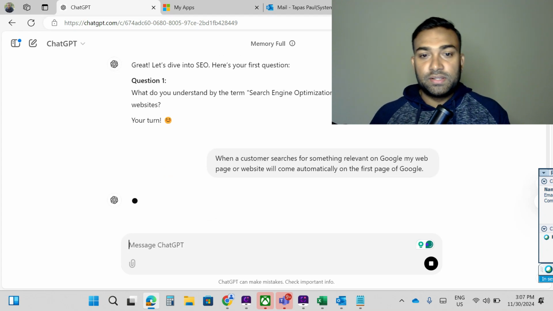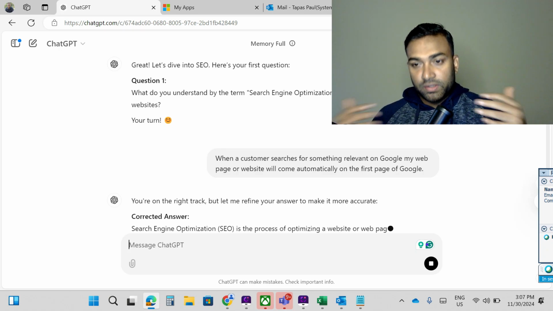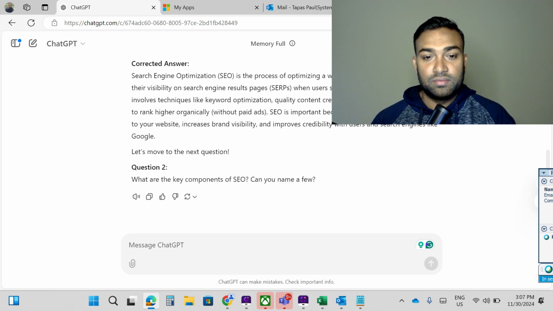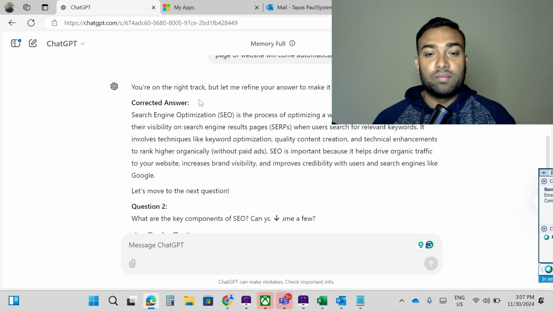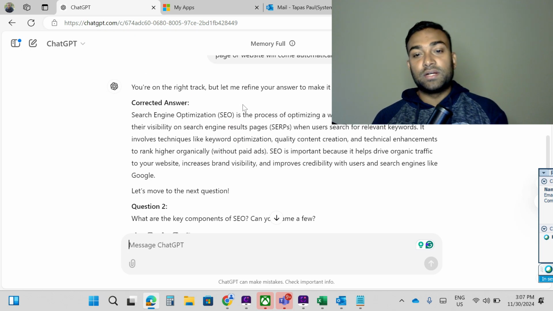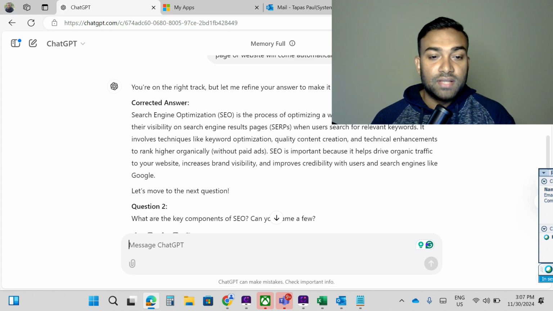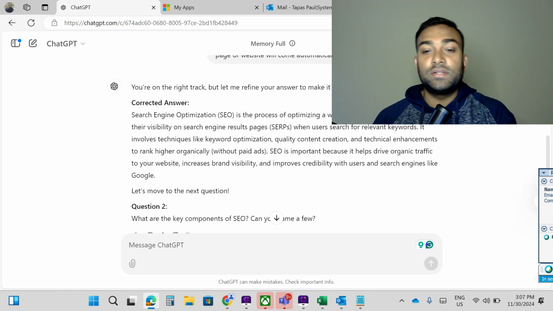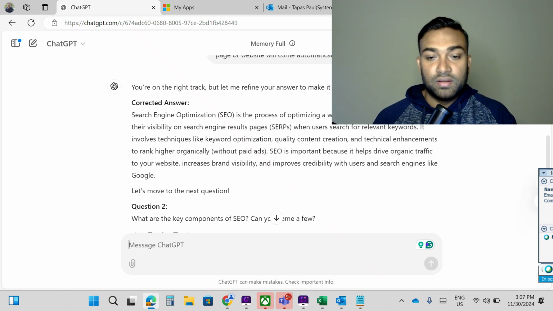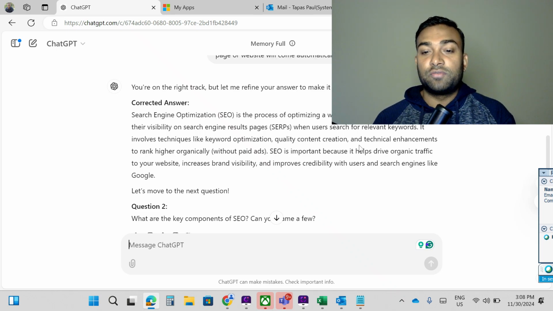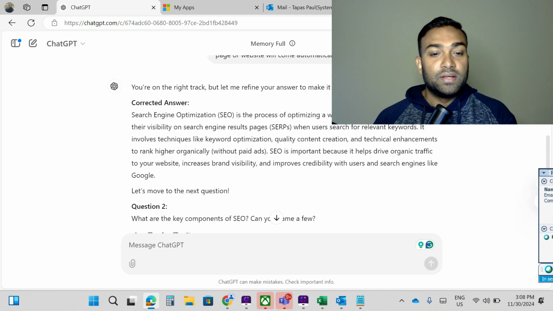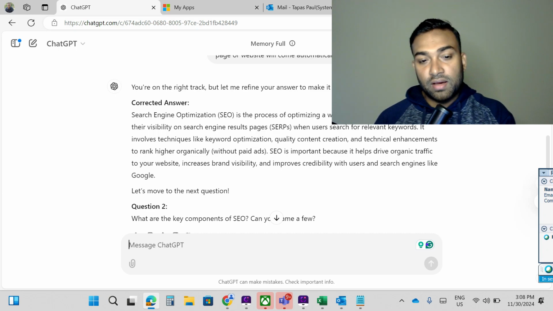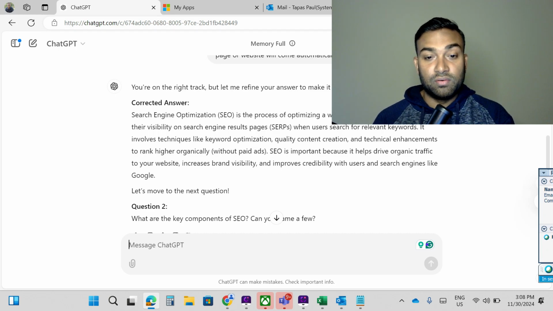Now see, if it is correct, then okay. If it is not correct, ChatGPT will provide me the better answer. You are on the right track, but let me refine your answer to make it more accurate. The corrected answer is: search engine optimization is the process of optimizing a website or web pages to improve their visibility on search engine results pages, SERPs, when users search for relevant keywords. It involves techniques like keyword optimization, quality content creation, and technical enhancements to rank higher organically, without paid ads.